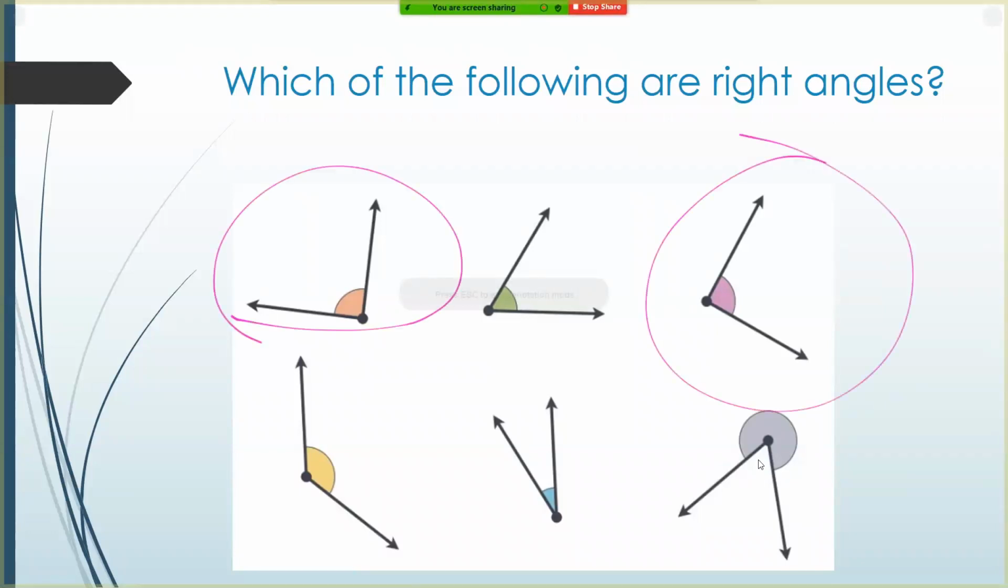Well, class. I'm glad you're here. So these 2, top left, top right, both of them are 90-degree angles.